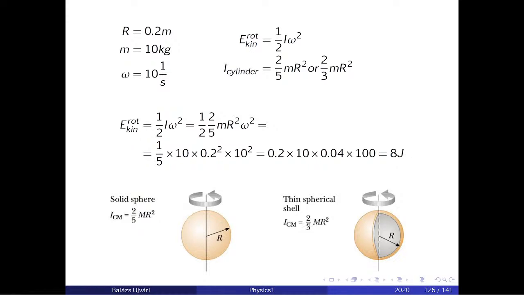Now please try to solve it with not a cylinder, I will correct it, with not a full ball, but also this basketball-like shell. So try to solve it and tell me what is the rotational kinetic energy of the body of this thin spherical shell with radius 0.2, mass 10, and omega equal 10, 1 over s. And write the result in the Discord.